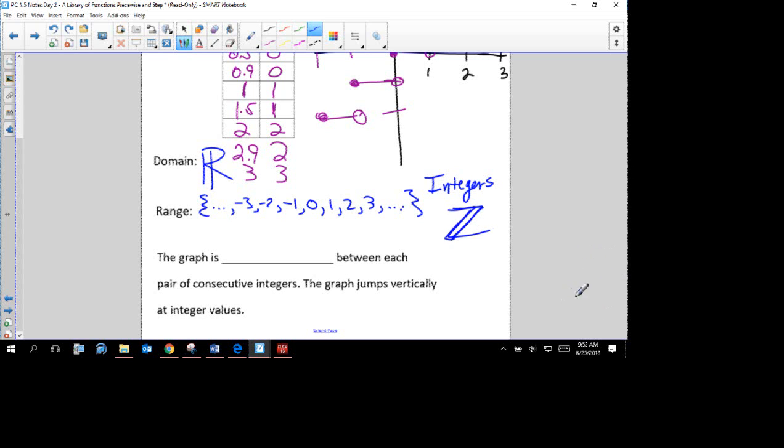It's like a fan. It looks like a Z, or with an I. That was like tilted. I don't know if it's supposed to be a Z or an I, but that's what it looks like. The graph is what between each pair of consecutive integers? Then the graph jumps vertically at integer values. So in between the consecutive integers, what is the graph?